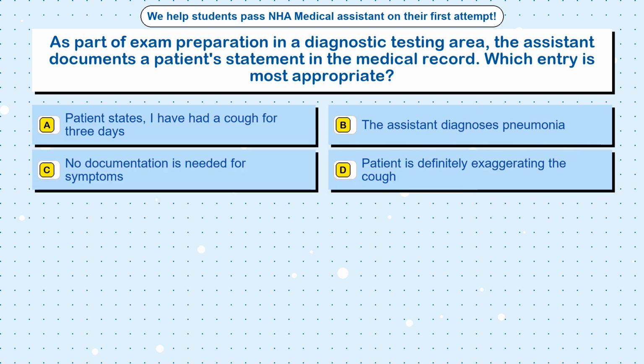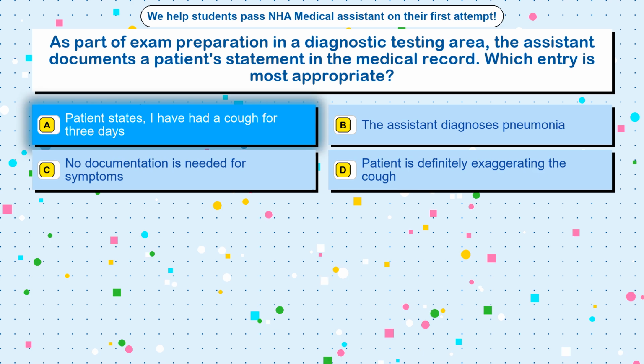Question 22. As part of exam preparation in a diagnostic testing area, the assistant documents a patient's statement in the medical record. Which entry is most appropriate? Option A. Patient states, "I have had a cough for 3 days." Option B. The assistant diagnoses pneumonia. Option C. No documentation is needed for symptoms. Option D. Patient is definitely exaggerating the cough. The correct answer is option A. Patient states, "I have had a cough for 3 days."